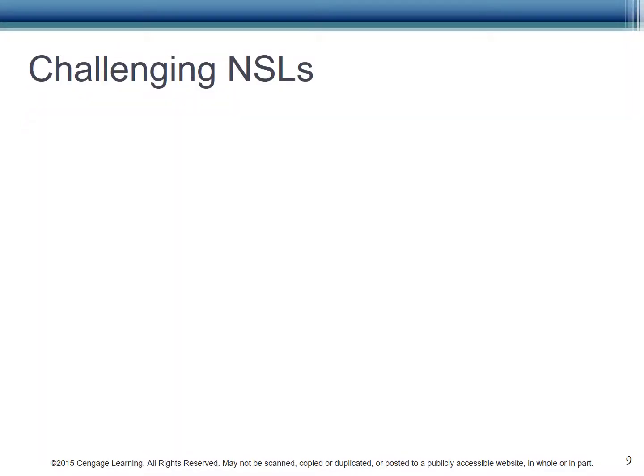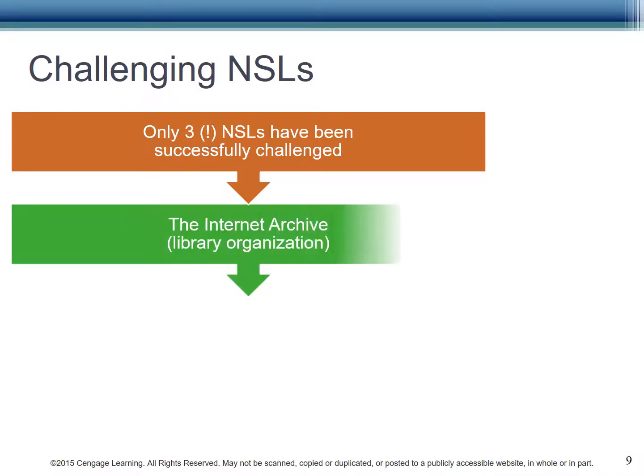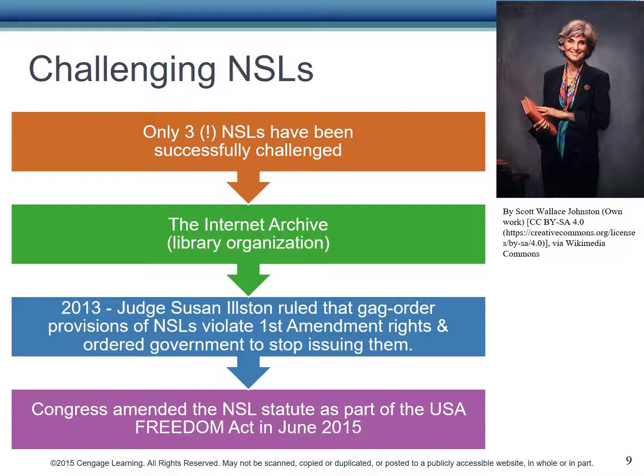So let's look at 3 of the known successful challenges made by those who received national security letters. The Internet Archive successfully appealed and won the right to talk about their national security letter, with federal judge Susan Illston stating that the gag order provisions of national security letters violate First Amendment rights and even ordering the government to stop issuing them. As a result of that case, Congress amended the NSL statute as part of the USA Freedom Act in June 2015.